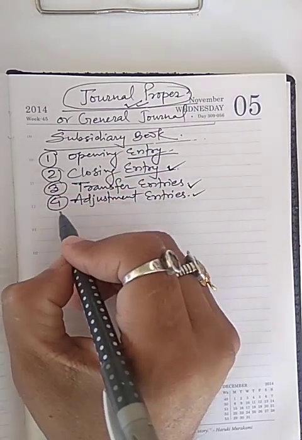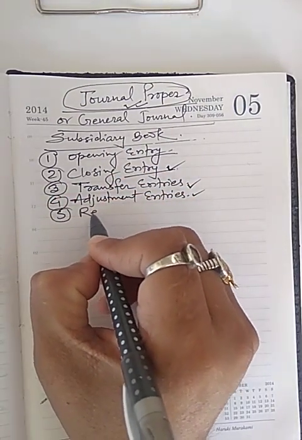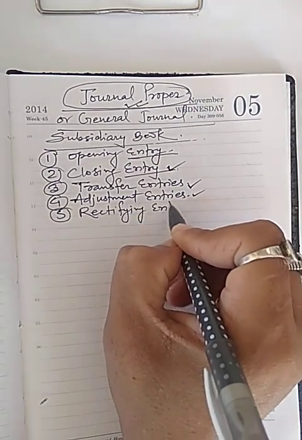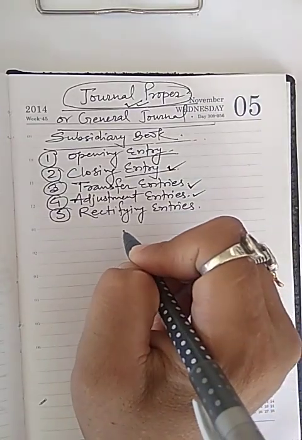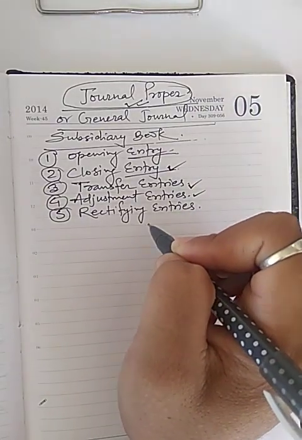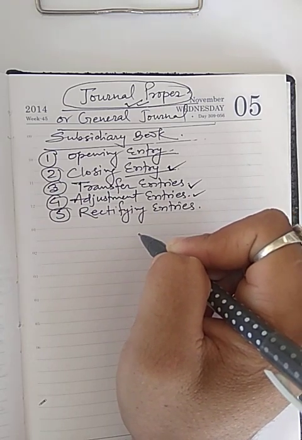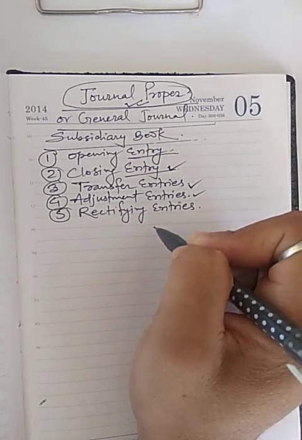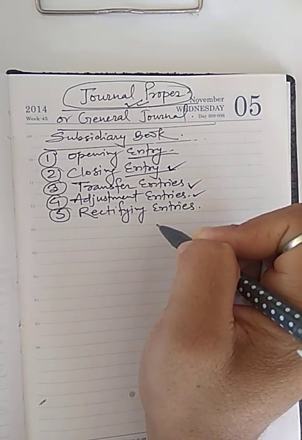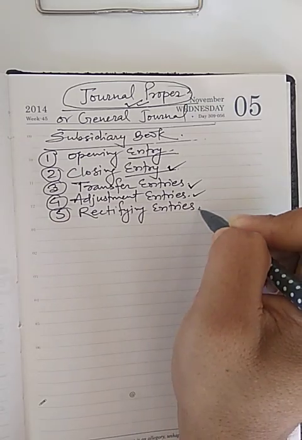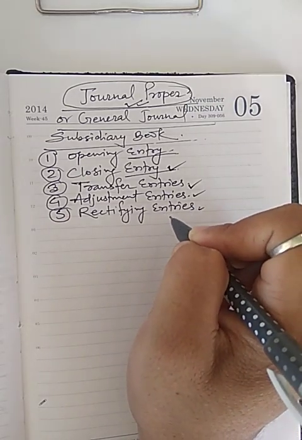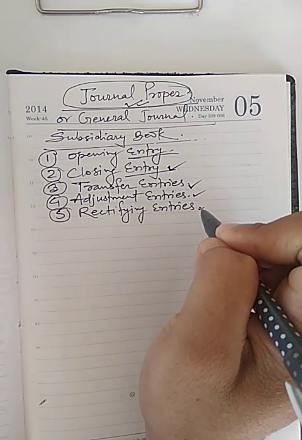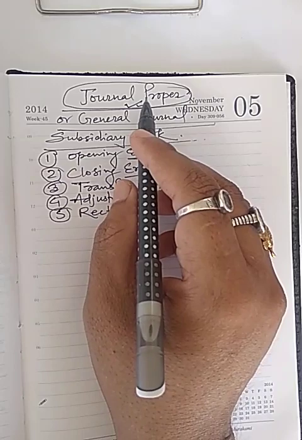Now fifth point is rectifying entry. Rectifying entries refer to entries made to rectify the errors while journalizing, posting, totaling and balancing etc. So rectifying entry will also be recorded in journal proper only.